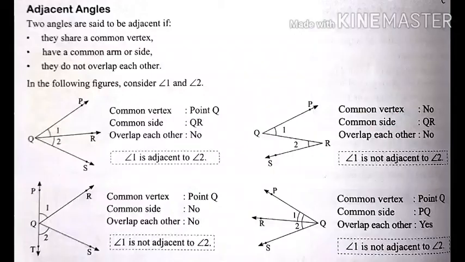Next is our topic, adjacent angles. Two angles are said to be adjacent if they share a common vertex, have a common arm or side, and do not overlap with each other. It means there is a pair of two angles.